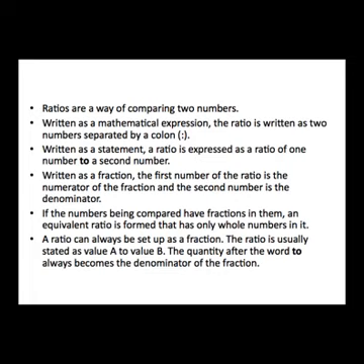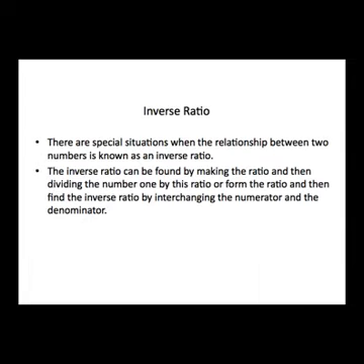If the numbers being compared have fractions in them, an equivalent ratio is formed that only has whole numbers in it. A ratio can usually be set up as a fraction. The ratio is stated as a value of A to a value of B. The quantity after the word "to" always becomes the denominator of the fraction.